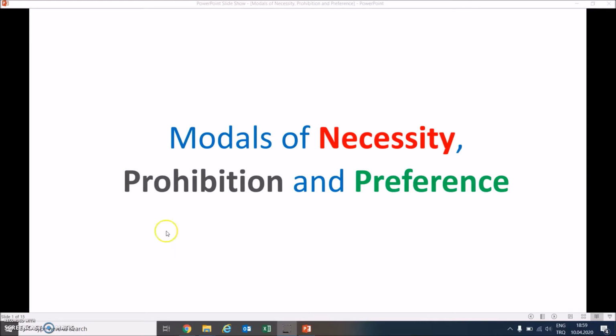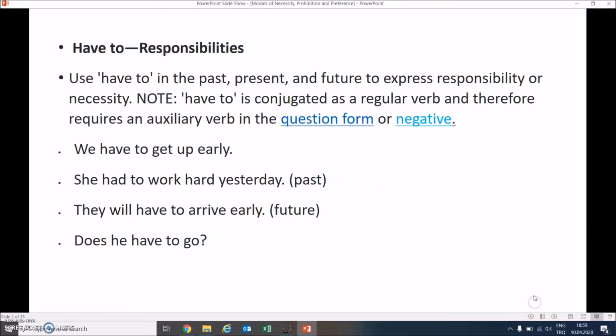Today we are going to look at modals of necessity, prohibition, and preference. Let's begin. Let's begin with have to.